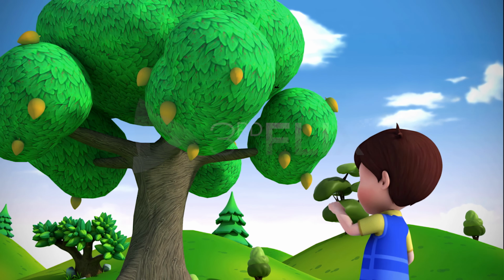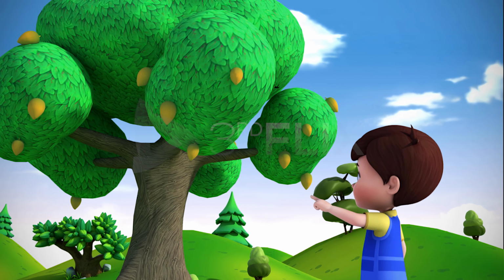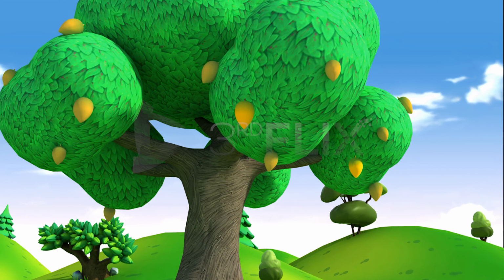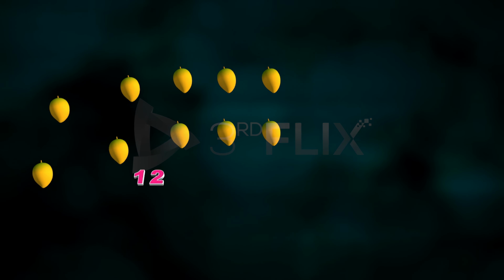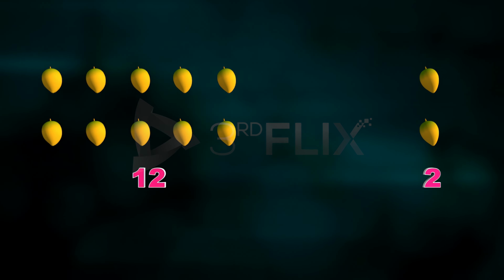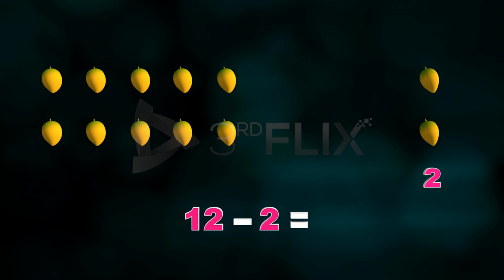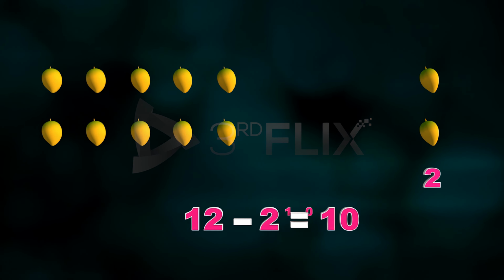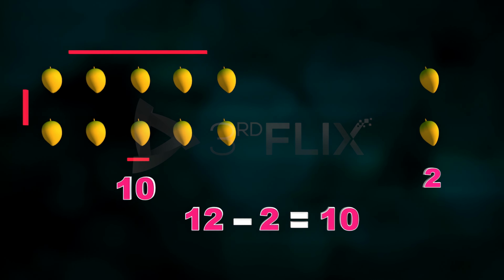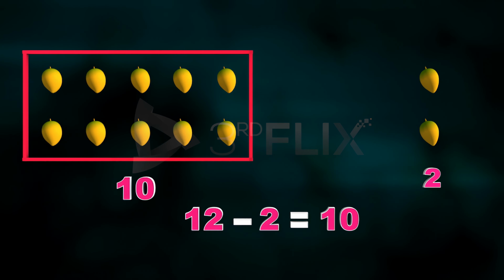Riley counted 12 mangoes on a tree. 2 mangoes fell down from the tree. 2 less than 12 is 10. That is 12 minus 2 is equal to 10. 10 mangoes were left on the tree.